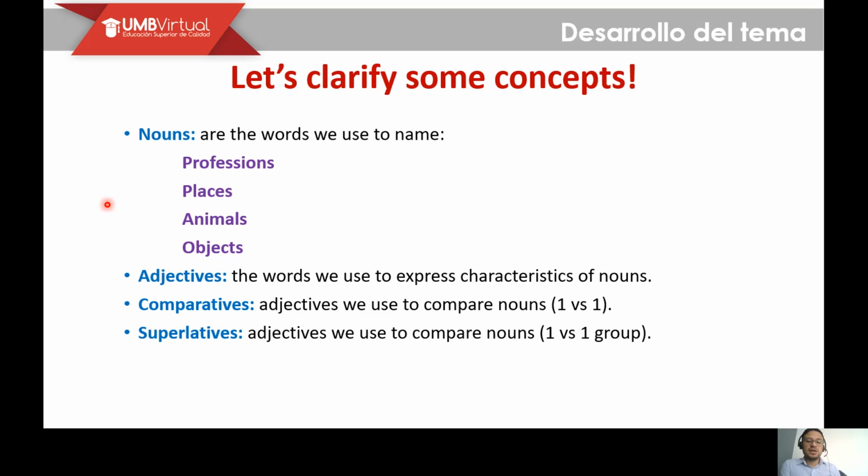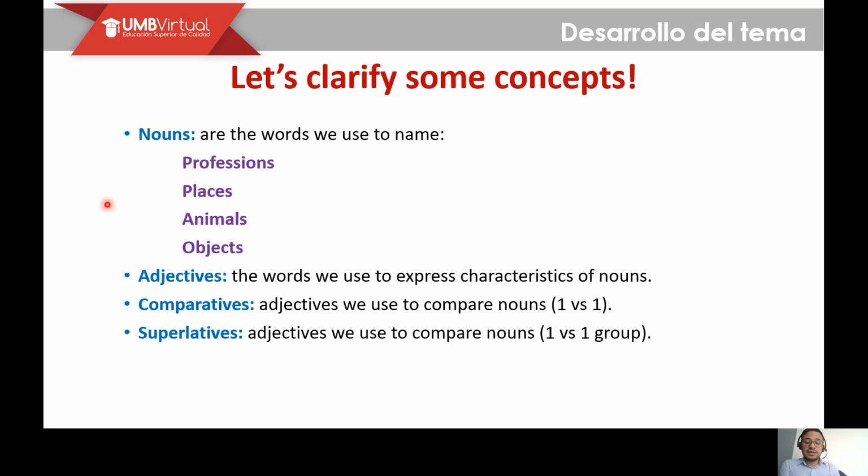And comparatives. Comparatives are those adjectives that we use to compare one to one. We use it, for example, the day is clearer than yesterday. Or today the sky is clearer than yesterday. So we are comparing the sky from two different days, and one is clearer and the other one is darker.